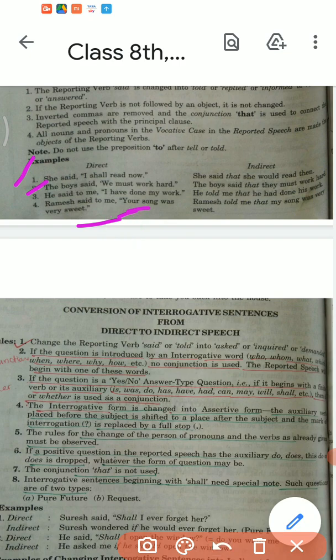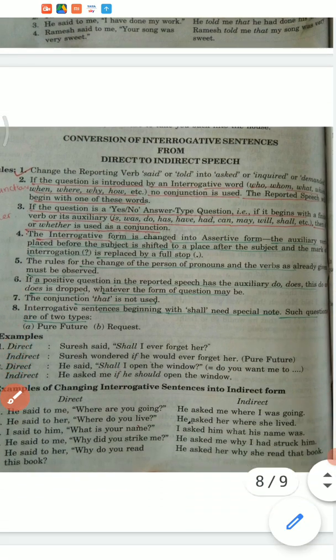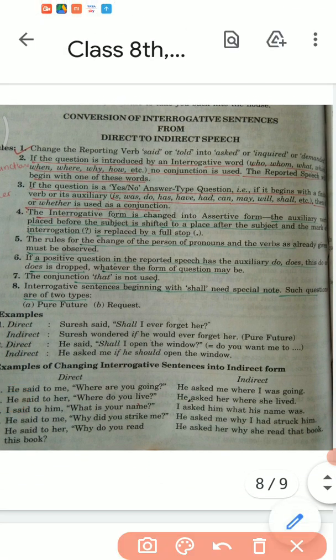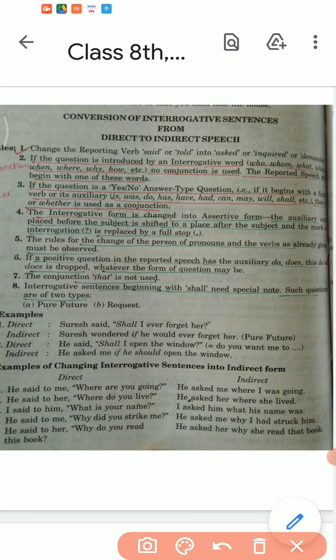Okay. Now dear students, I am coming to conversion of interrogative sentences. You may see there. Change the reporting verb said to or told into ask or inquire or demanded. Dear students, as we are attempting interrogative sentences, we have to keep in mind that if we are changing the reporting verb said to or told, we have to change it into asked or inquired or demanded.